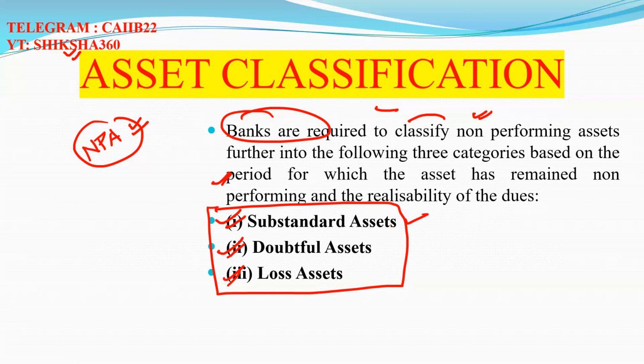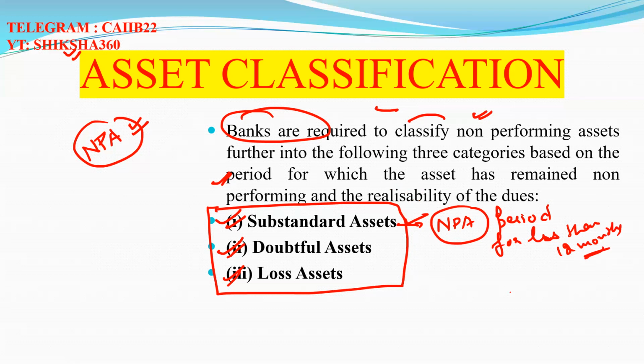So let's discuss how much provisioning is required. I hope it is clear to all of you what a substandard asset and a doubtful asset are. Let me simply explain: substandard assets are those assets which remain in the NPA period for less than or equal to 12 months. That is known as the substandard asset.